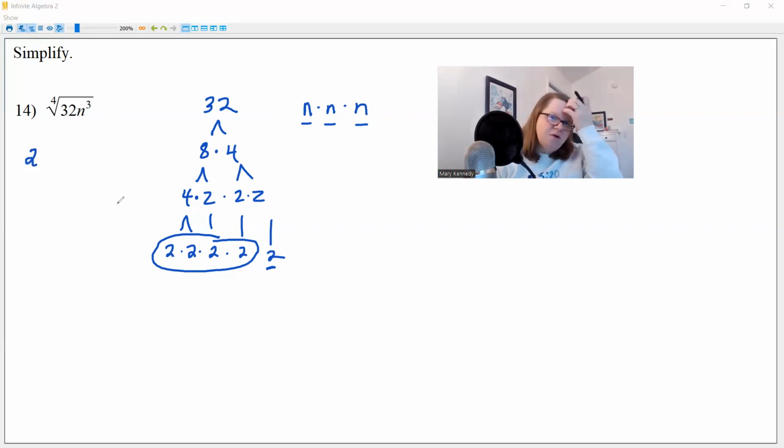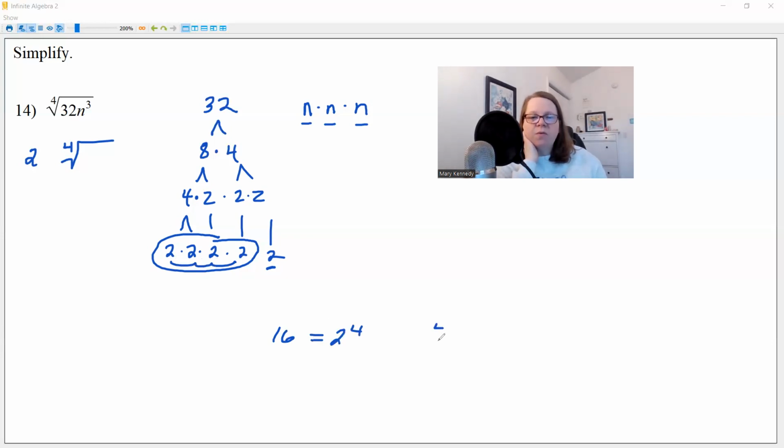There's a 2 out front. And so we have 2 times the fourth root. That represents, think about 2 times 2 is 4, times 2 is 8, times 2 is 16. Well, 16 is the same as 2 to the 4th. And you're taking the fourth root of 2 to the 4th, essentially, which means those 4's cancel and leaves you with 2. That's where that 2 comes from. If that helps, if you're concerned about why that is, then there's part of why. All right, so there's the 2.